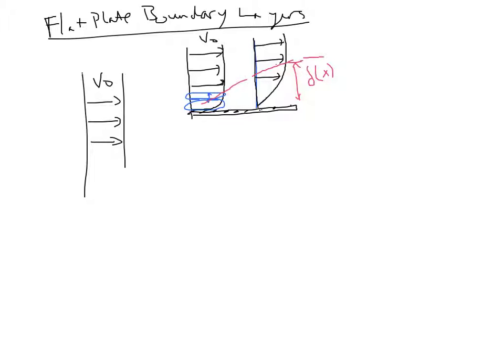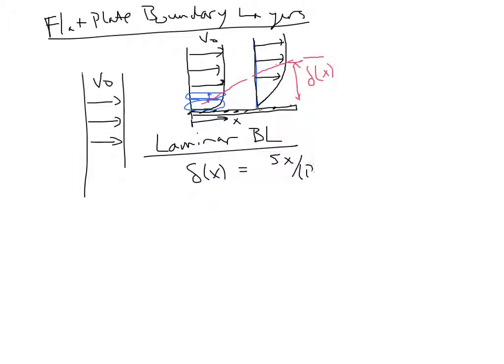Now, for the case of a laminar boundary layer, which is the only one that we did today, we can use an analytic approach to define the actual variability of the boundary layer thickness. And it works out to be 5 times the distance along the plate, so x is the distance from the leading edge of the plate, divided by Rex to the 1/2. Rex, critical parameter in the analysis of the flat plate boundary layer, goes as V0 times the distance from the front of the plate divided by the kinematic viscosity.